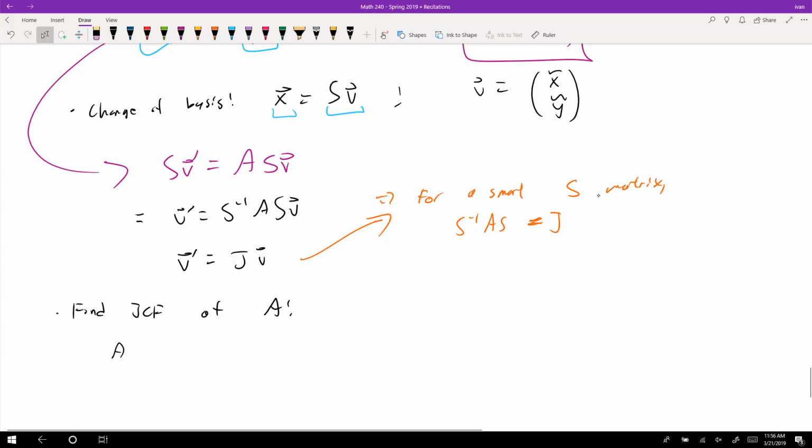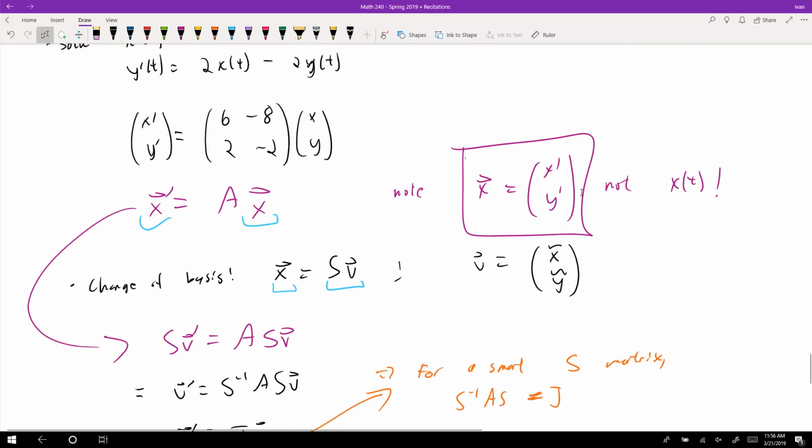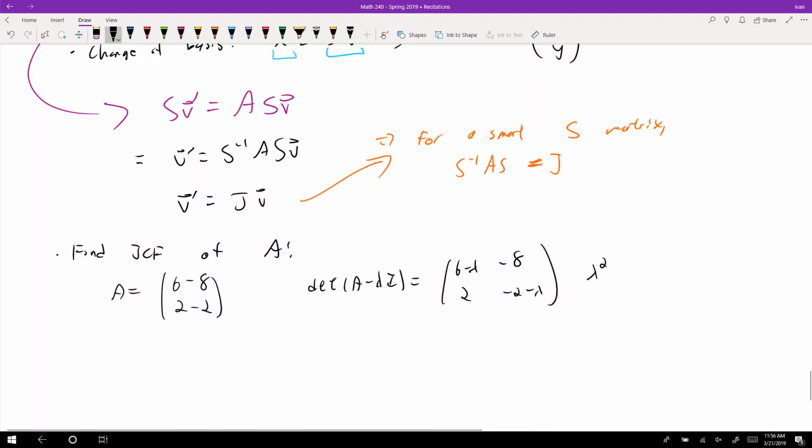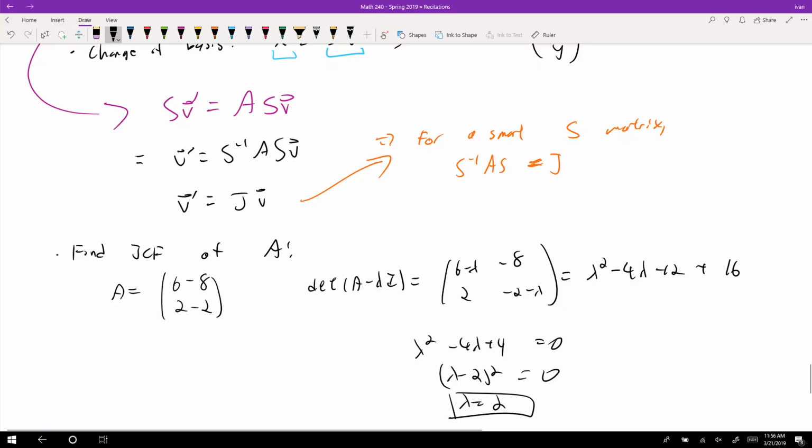Okay, so A was equal to this matrix in the middle up here, x prime is equal to Ax, so that's the 6, negative 8, 2, negative 2 matrix. Then the determinant of A minus lambda I ends up being 6 minus lambda, negative 8, 2, negative 2 minus lambda, so this is lambda squared minus 4 lambda minus 12 plus 16, right? So that's lambda squared minus 4 lambda plus 4 equal to 0. This is lambda minus 2 squared equal to 0. Lambda is equal to 2, with multiplicity 2.